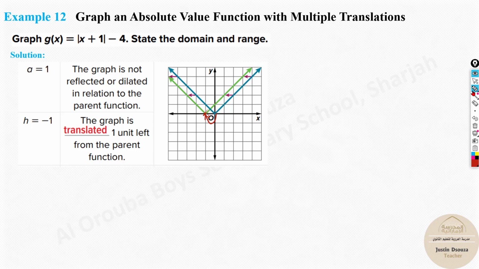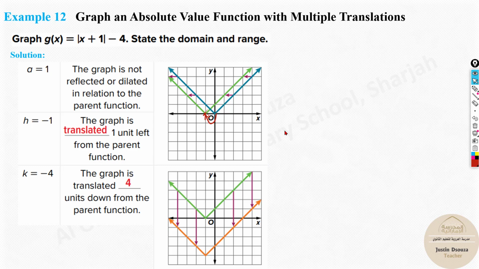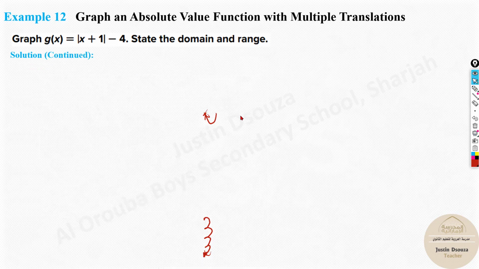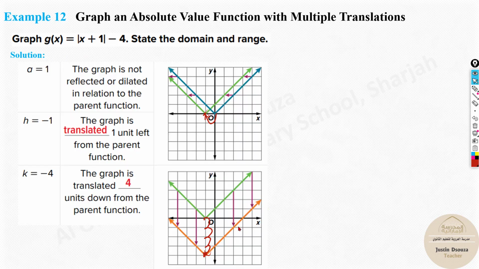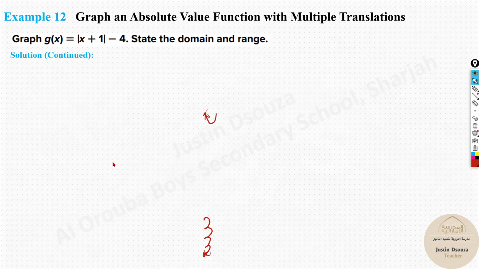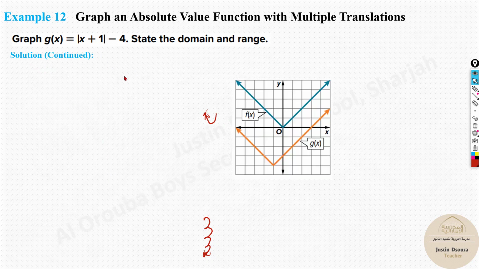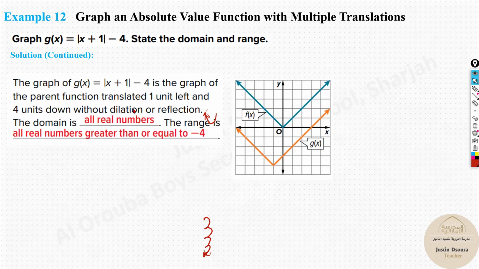Now, what is the next unit? Next thing, minus 4. It means it will go down by 4 units. You can see here, this is the 0. Over here, it was going left 1 unit. Now it's going down 1, 2, 3, 4 units down. This is it. Now, that would be the final answer, this orange colored graph. Translated 1 unit left, 4 units down. And what else? Okay, that's the final answer, okay?